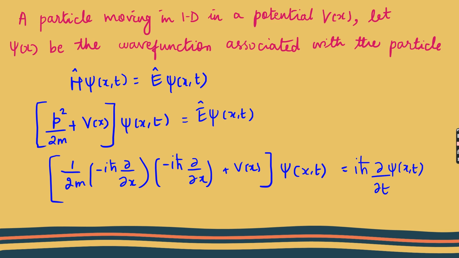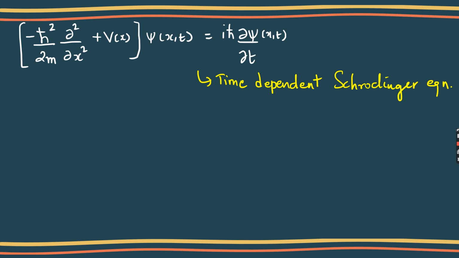I have also used the momentum operator instead of p square. You can see I have used minus i h cross dou by dou x twice because it is p square, and this is in one dimension, so it is in x. This is the basic equation. Next, on solving that, we get this, and this equation is called the time dependent Schrodinger equation.